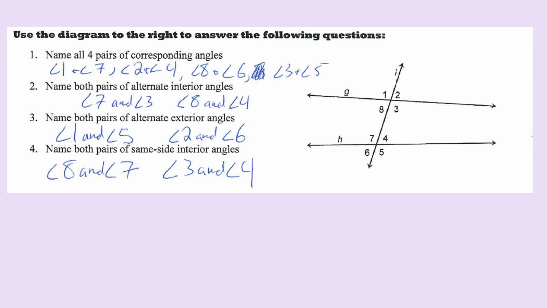Name both pairs of alternate interior angles. So we'd have angle 7 and angle 3, or angle 8 and angle 4. Alternate exterior angles would be the same concept except they're outside. So we'd have 1 and 5, or 2 and 6. Same side interior, obviously they have to be on the same side and on the inside, so 8 and 7, and then 3 and 4.